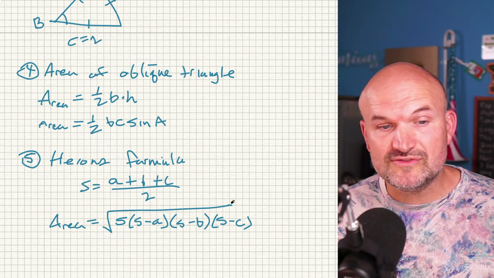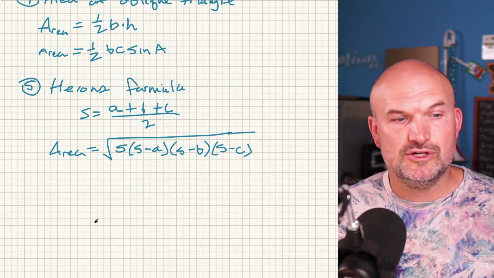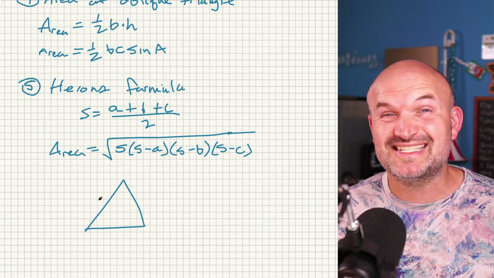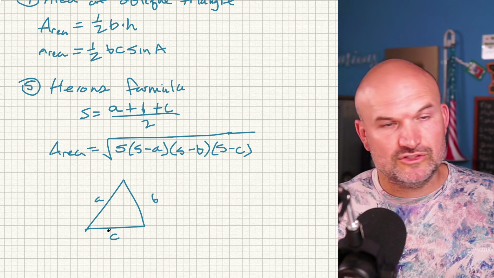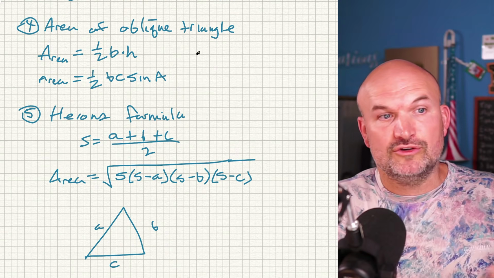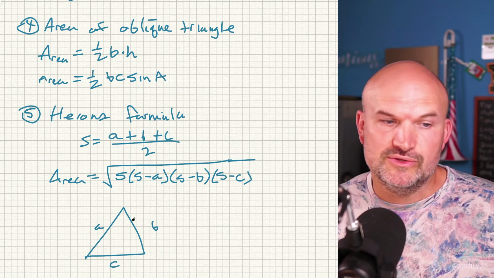Now, you're going to use Heron's formula when you don't have an angle, particularly when you have something that's side, side, side, like A, B, C. So if you don't have an angle to work with, you can't use the original formula here, then you can go ahead and use Heron's formula.